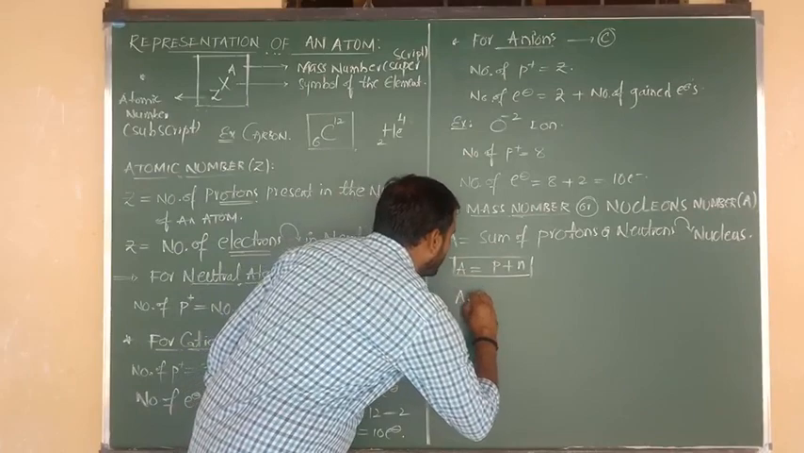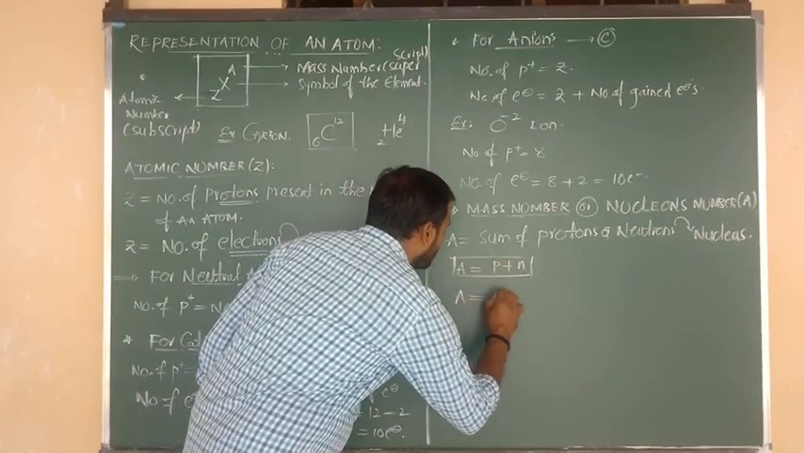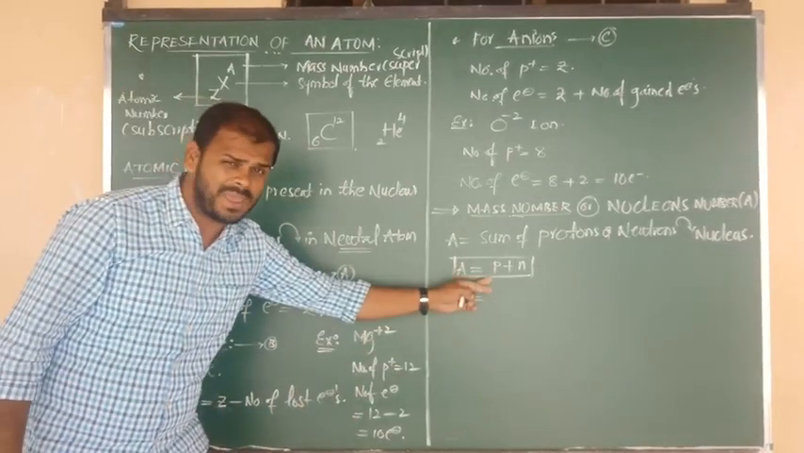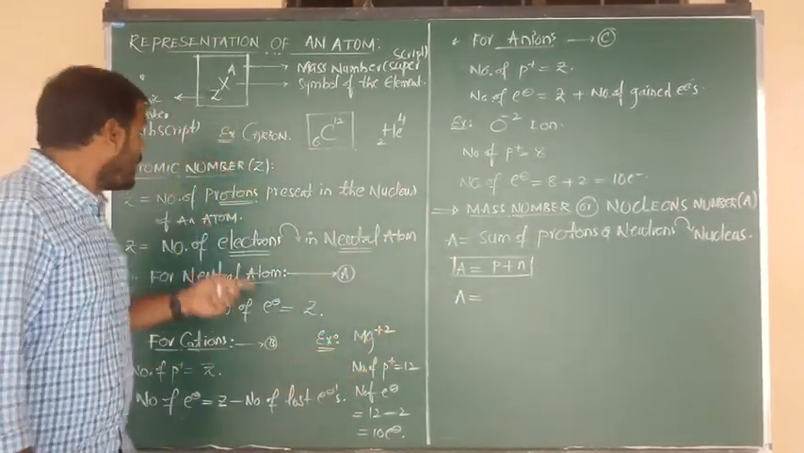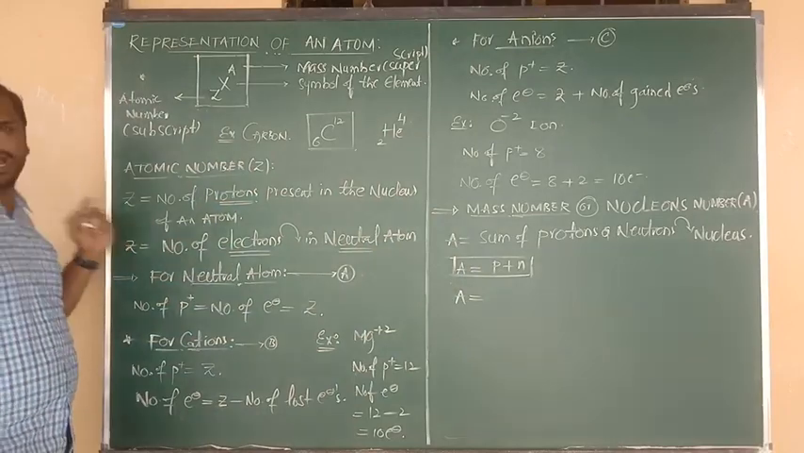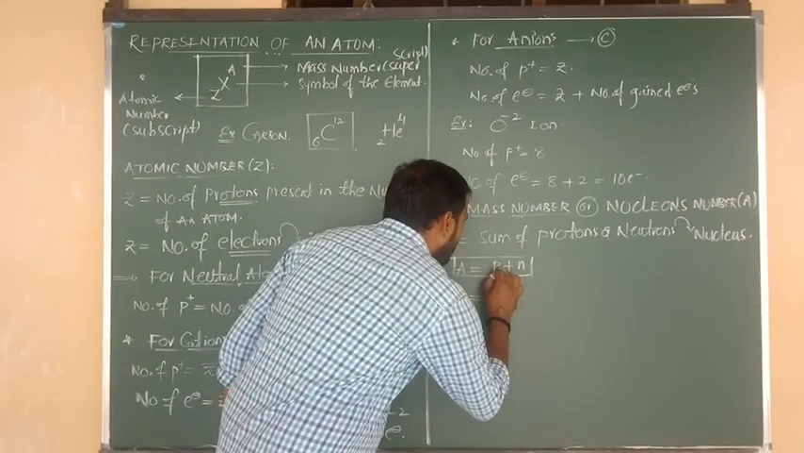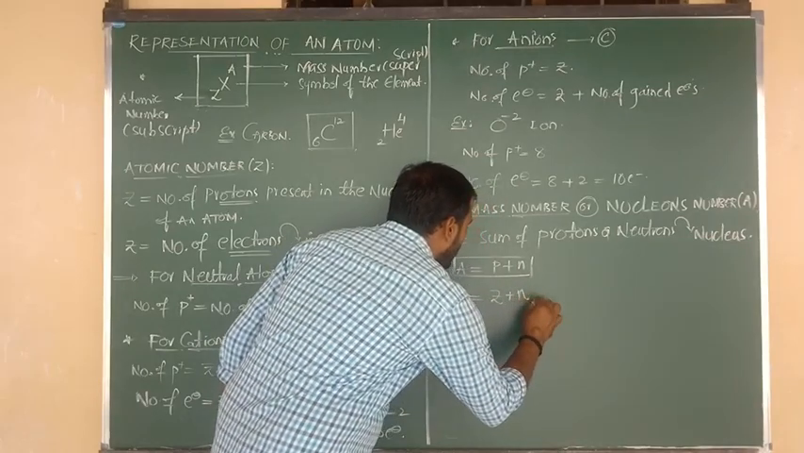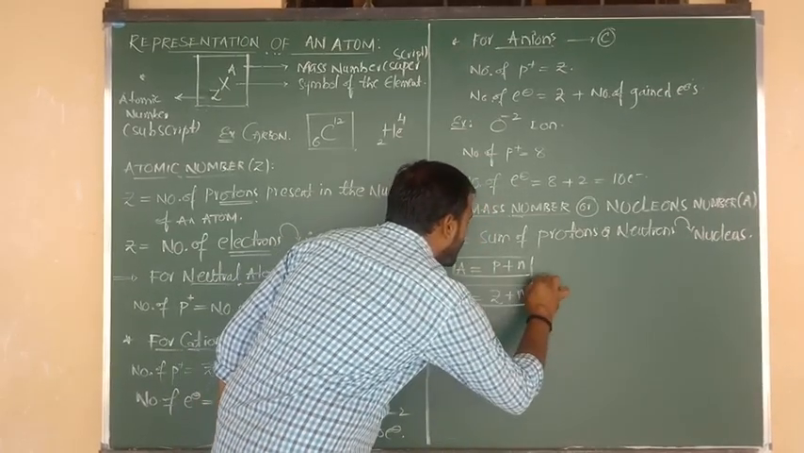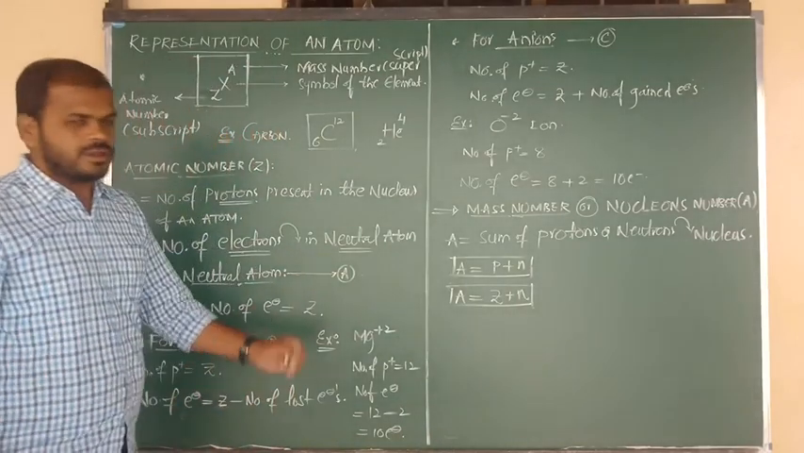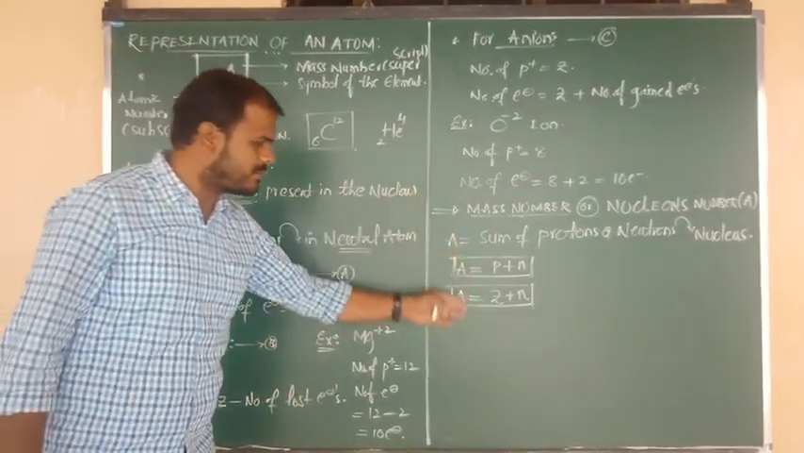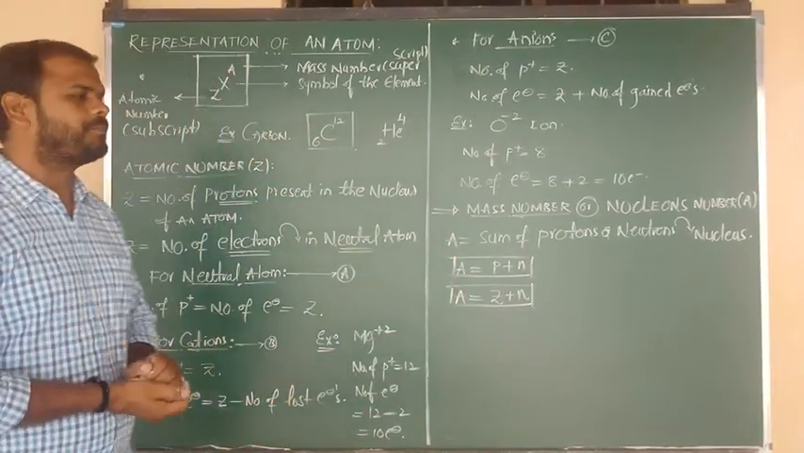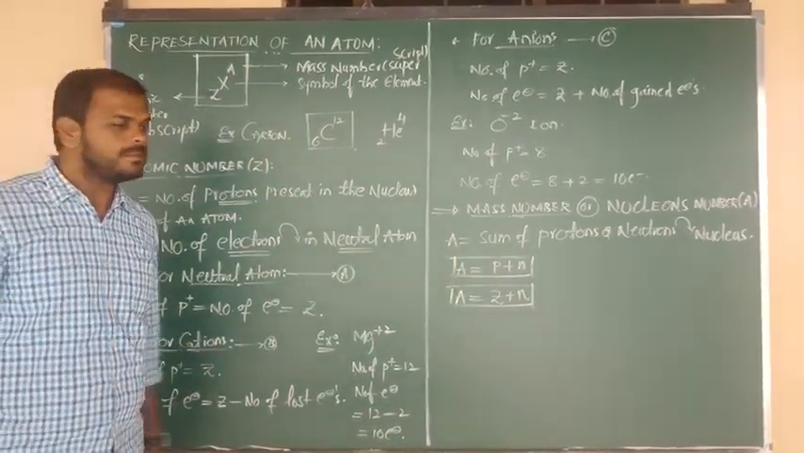We can also modify this formula into another form. A is equal to P. What is meant by P? Protons. But the protons are equal to Z, so in the place of P we can write Z. So A is equal to Z plus N. All of you my dear students, try to remember both formulas for the calculation of mass number, A. Good, very good.